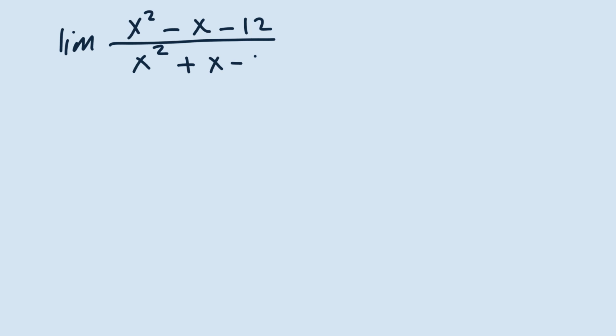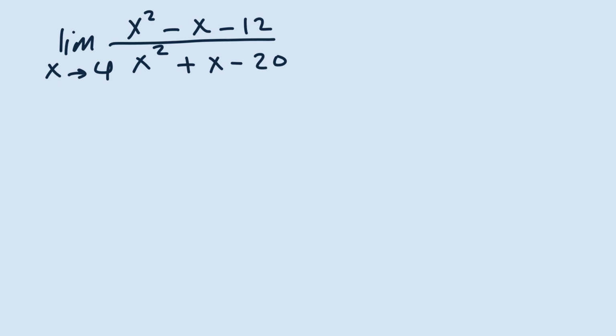Let us take a look at this question. Limit of x squared minus x minus 12 divided by x squared plus x minus 20 as x approaches 4. Now, if you use direct substitution, of course, we will get 0 over 0, which makes our function undetermined. So we have to do something else. We have to factor the upper part and the lower part.